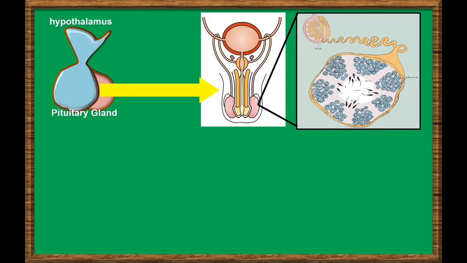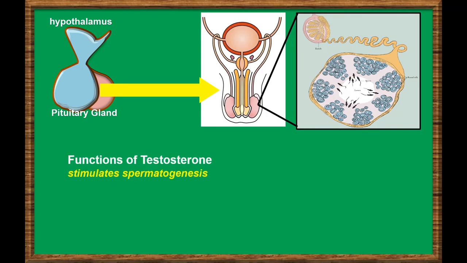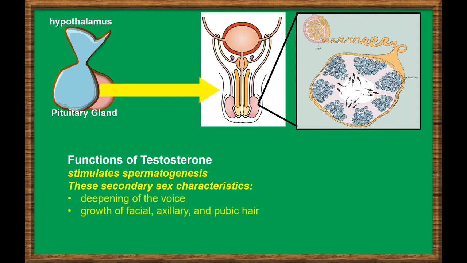The main functions of the hormone testosterone are the following. It stimulates spermatogenesis, and also the secondary male sexual characteristics, such as deepening of the voice, the growth of facial, axillary, and pubic hair, and the beginnings of the sexual urge.